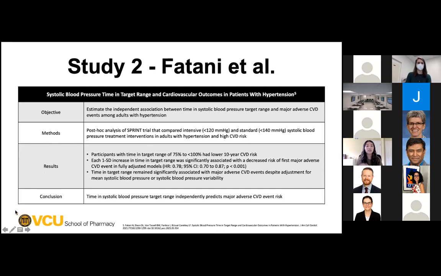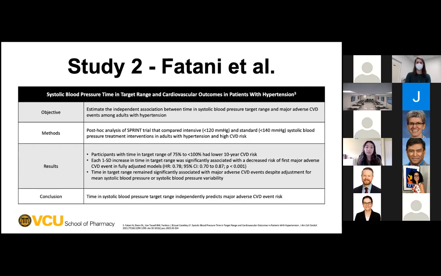So next is study 2, and the objective of this study was to estimate the independent association between time in systolic blood pressure target range and major adverse CVD events among adults with hypertension. For methods, this was a post hoc analysis of the SPRINT trial that compared intensive and standard systolic blood pressure treatment interventions in adults with hypertension and high CVD risk.